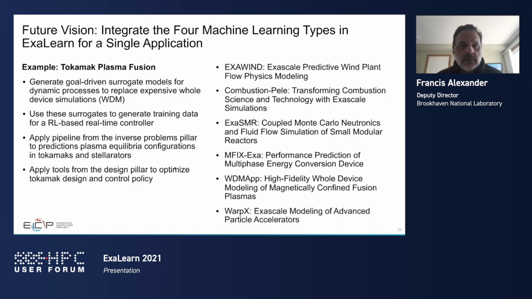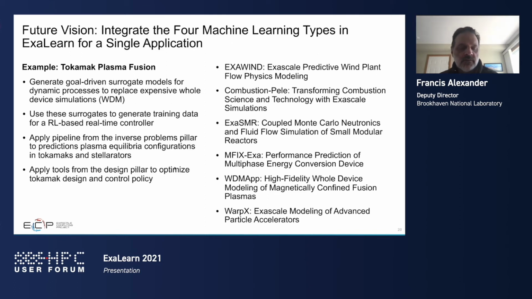Where we want to go with this, at the end of this overall project, is to tie together those four areas I mentioned, control, development of surrogates, inverse solvers, and design, in one particular application. We still have a few more years left in the project, and our goal is to try that for at least one project. We think we may end up doing that for tokamak plasma fusion. So we would generate surrogate models for the plasma behavior, the tokamak behavior. From those surrogate models, we would then train a real-time controller based on reinforcement learning.